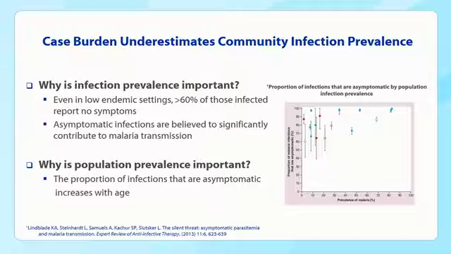Why is population prevalence important as opposed to just looking at under fives? Well, we know as well that as people get older, they tend to acquire immunity and they tend to then therefore have more asymptomatic infections. So if you're just looking at under fives, for instance, you may underestimate the burden of malaria infection prevalence in a community.